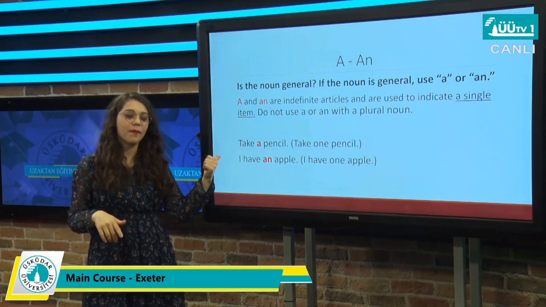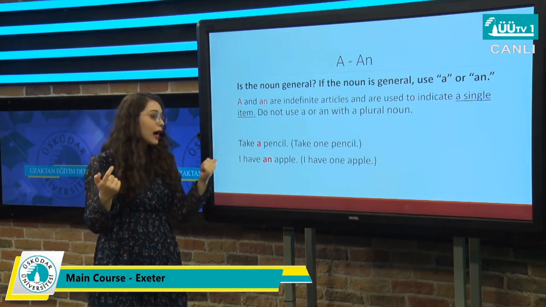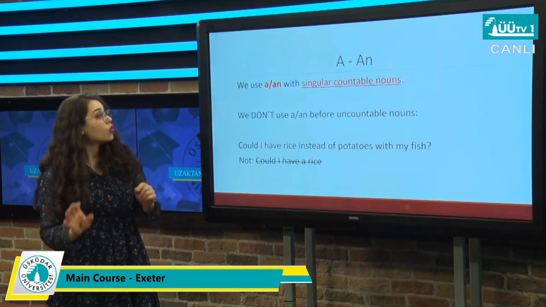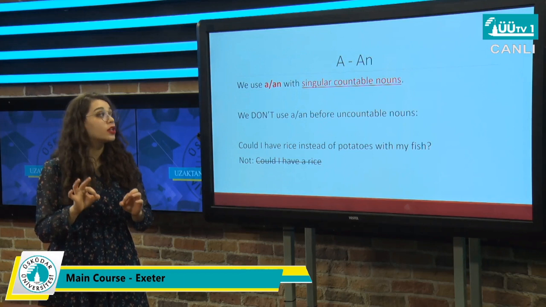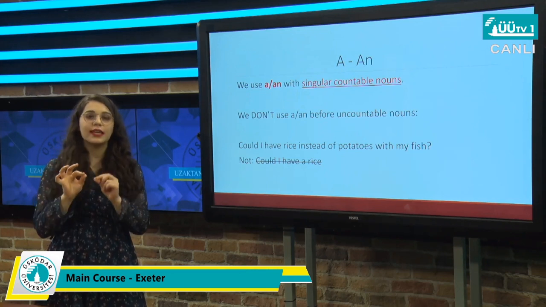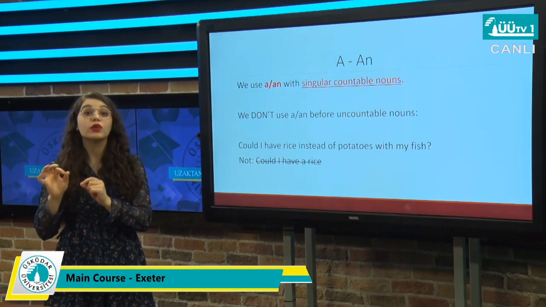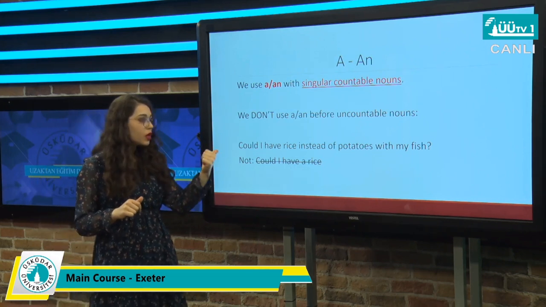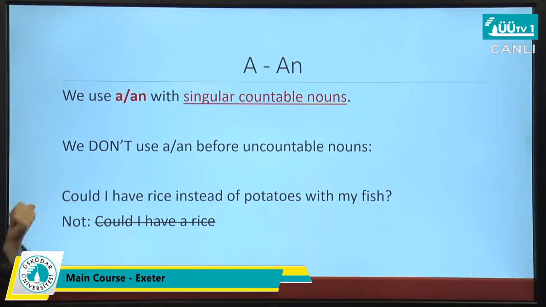For example, take a pencil. Take one pencil. Or I have an apple. I have one apple. So we use a and an with singular countable nouns. We cannot use a or an with the uncountable. Be very careful about it. For example, here. Could I have rice instead of potatoes with my fish? I don't say could I have a rice, because we know that rice is an uncountable noun. So be very careful about this, countable or uncountable.